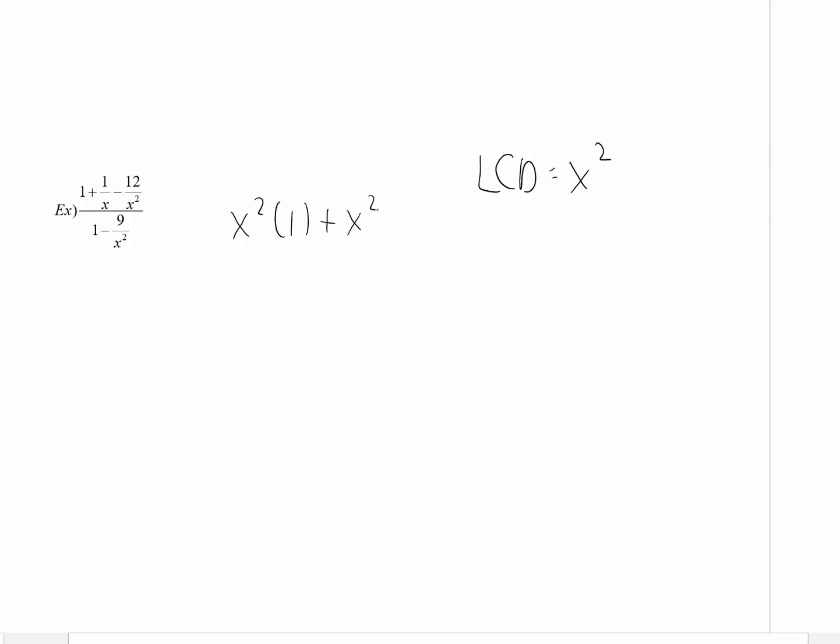Okay, let's take a look at the next example. So again, we're going to use method 2. We want to know what the LCD is for every single fraction. Well, the only denominators we have here contain x's. The highest exponential power is 2. So the LCD is x squared. So again, I'm going to multiply every single term by the LCD.